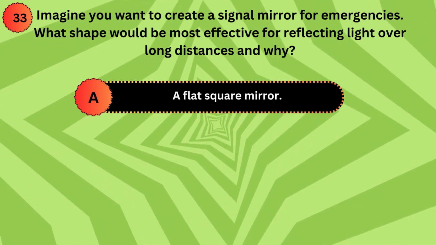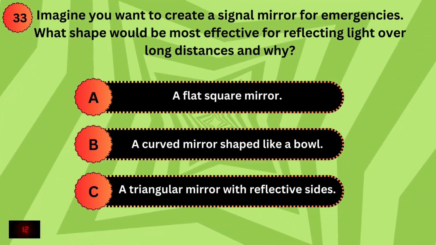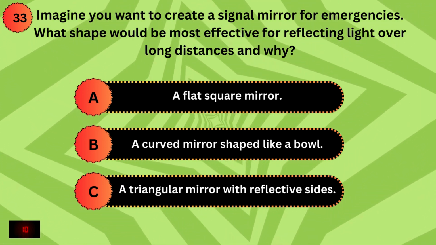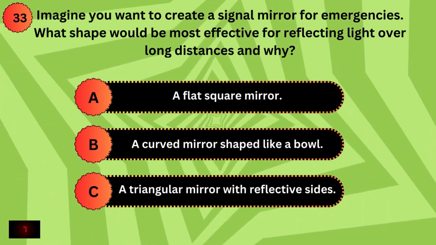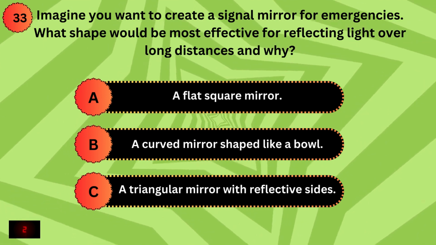Imagine you want to create a signal mirror for emergencies. What shape would be most effective for reflecting light over long distances, and why? A. A flat square mirror. B. A curved mirror shaped like a bowl. C. A triangular mirror with reflective sides.